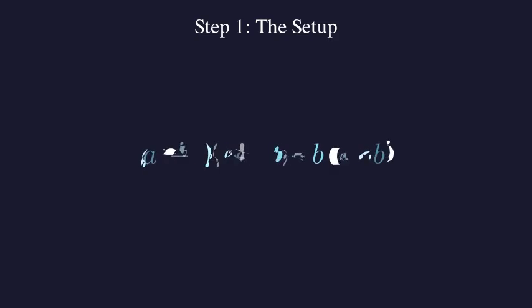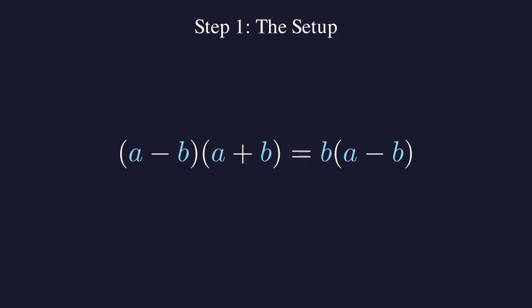Watch the left side expand using the difference of two squares formula. It splits into two sets of parentheses, (a minus b) multiplied by (a plus b). On the right side, we factor out the common variable b, leaving us with b multiplied by the quantity (a minus b). At this stage, everything looks mathematically sound.